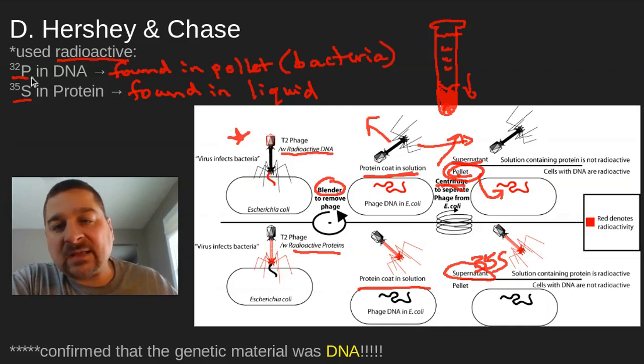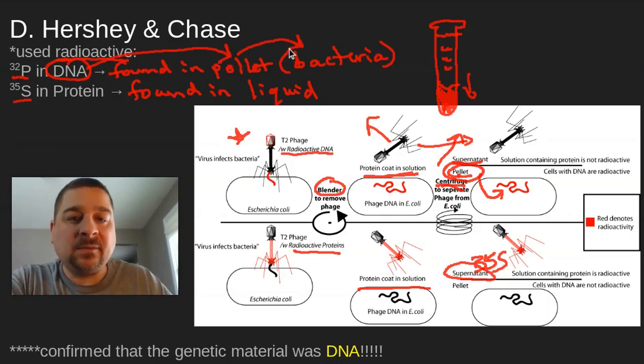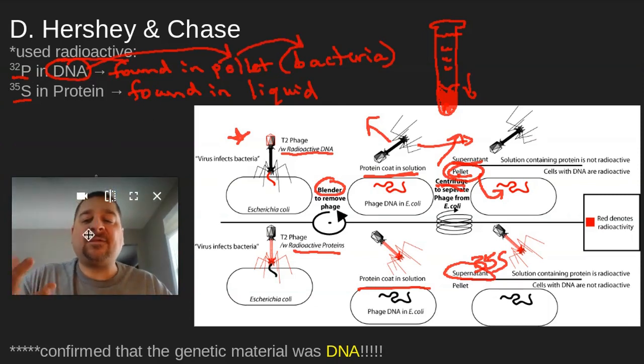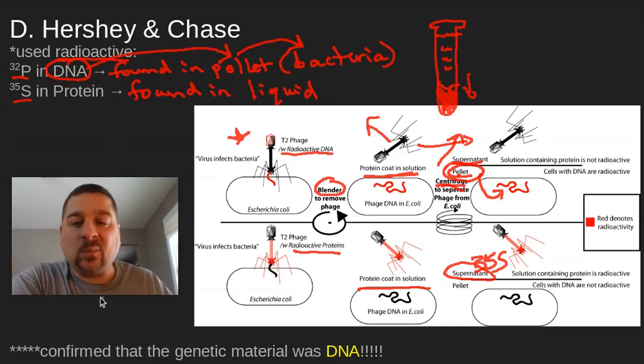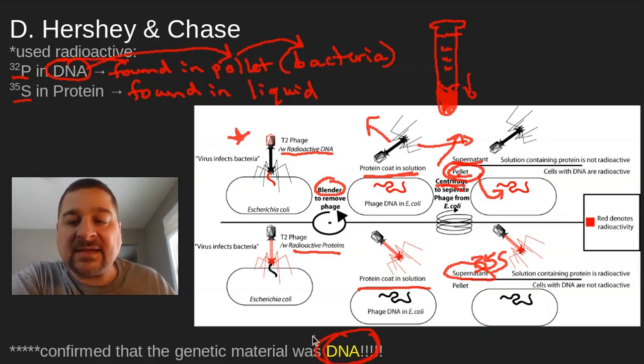So if phosphorus is only found in DNA, and that's what was found in the pellet where the bacteria were, this finally solved it: what is the genetic material, what is taking over the host bacterial cell. They were the ones that concluded that genetic material was in fact deoxyribonucleic acid.